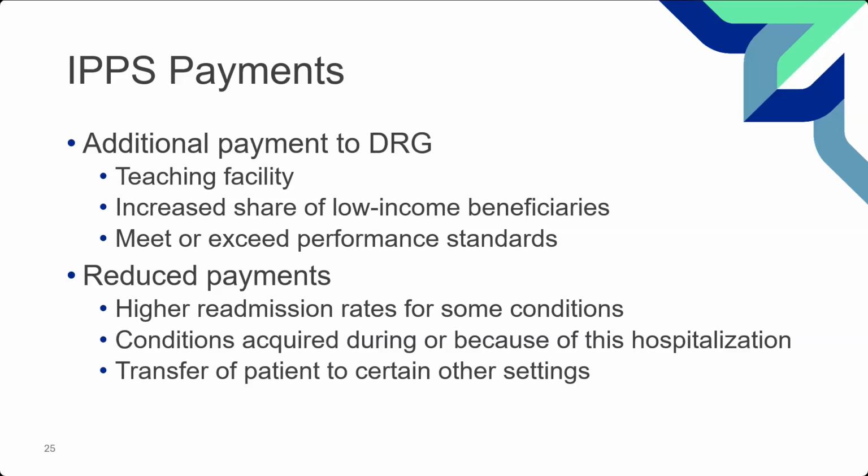Also, transfer of patients to certain other settings. This one can reduce payment if they're going to a different hospital or to a long-term care hospital. There's an adjustment that can happen when they go to those long-term cares from those acute cares. So it depends on the settings, and you do have to report that on your claim and then make sure the adjustment occurs accurately there.